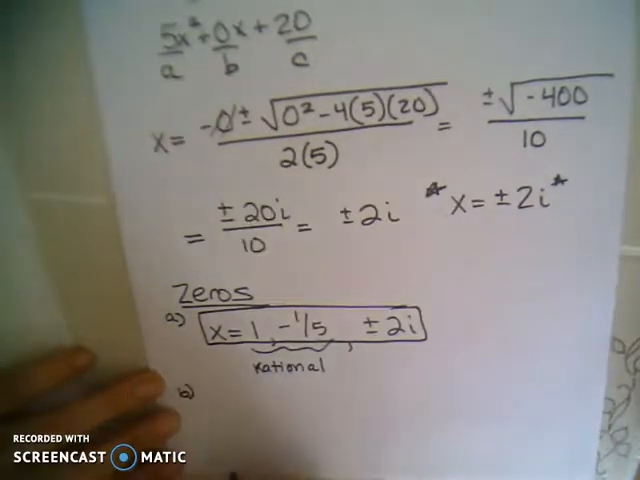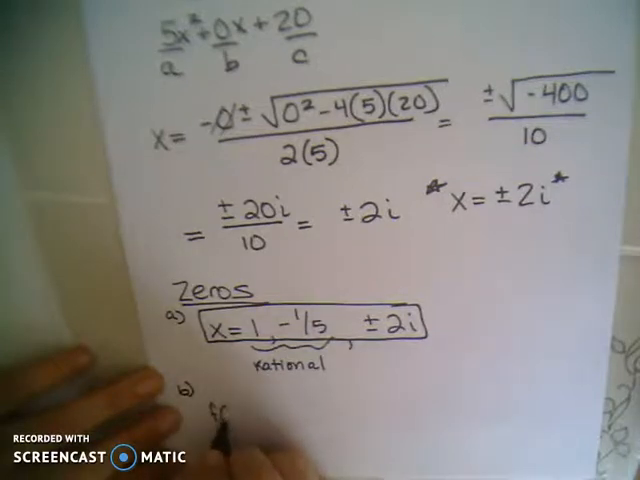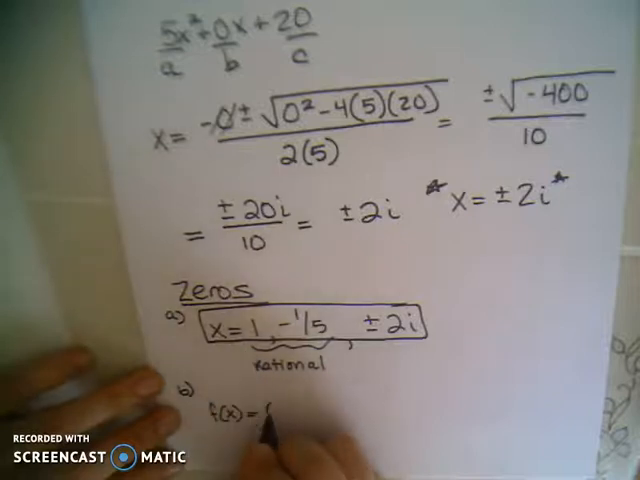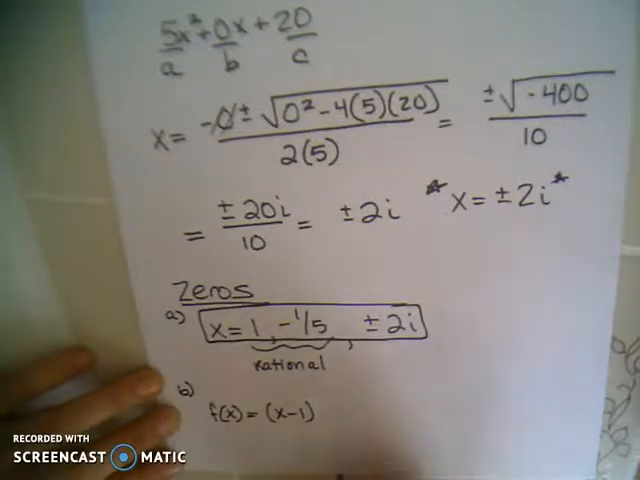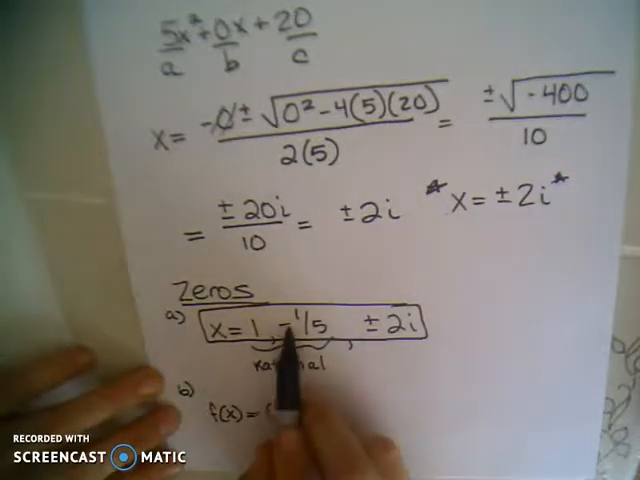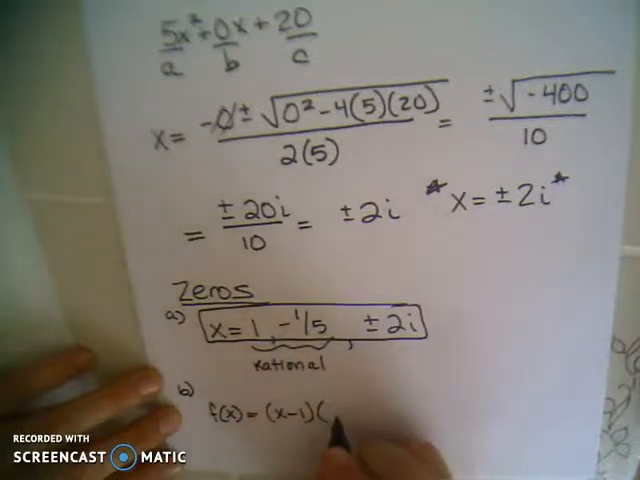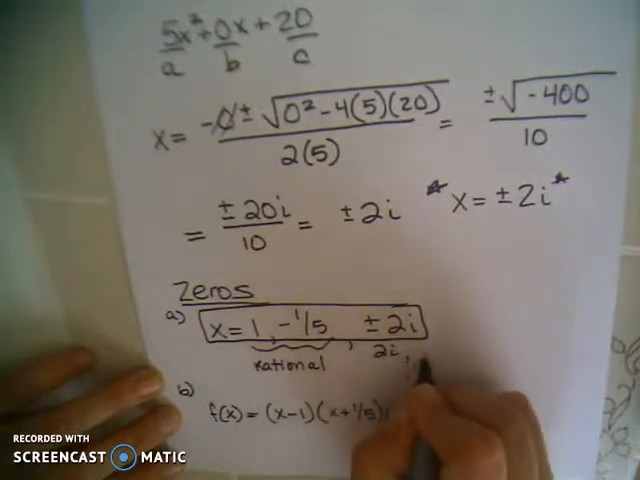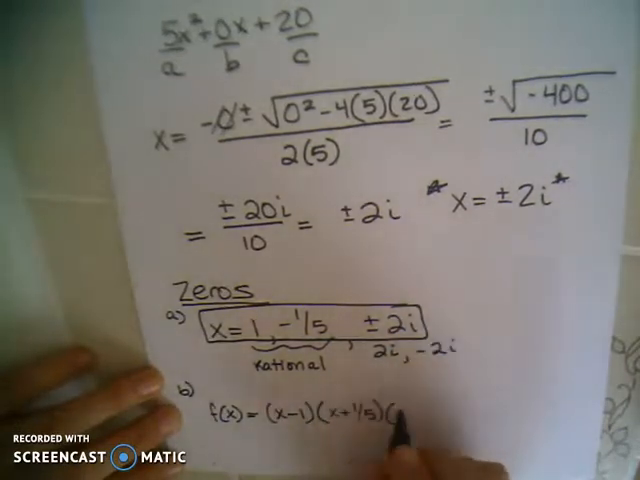And we can take each one of them and use it to create a factor. Because if x equals 1 is a 0, then x minus 1 is a factor. If the 0 is negative and we subtract it, it's going to change to a plus. And this actually is 2 of them. It's positive 2i and negative 2i. And we have to do x minus for each of them.